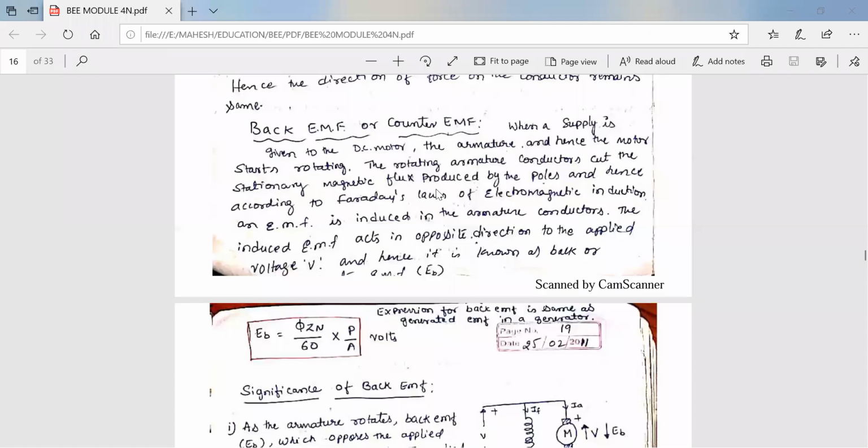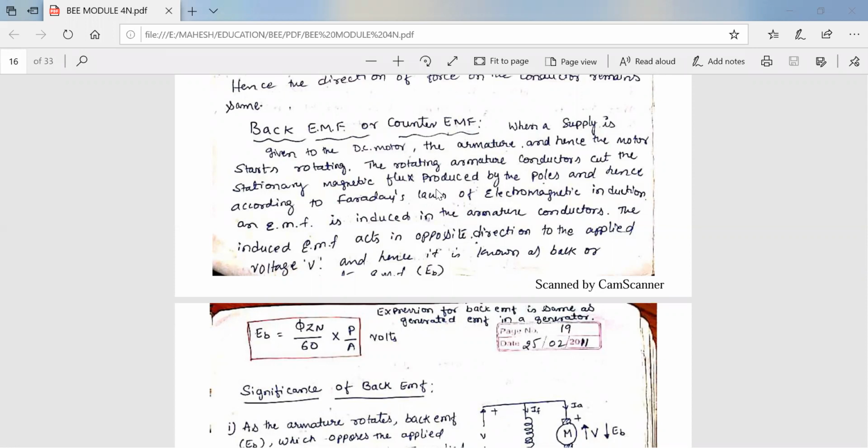Welcome to the session. Today in this session we will see about DC motor. So what is meant by DC motor? A DC motor is a device which is going to convert electrical energy into mechanical energy.